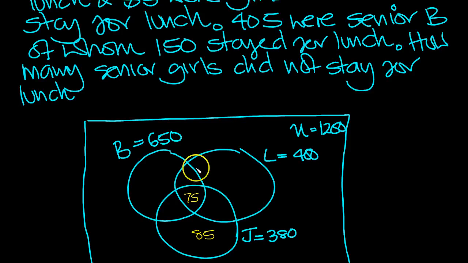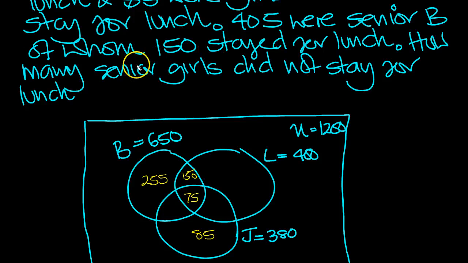405 were senior boys, so they'll be in the boys circle, but they're not juniors, so they'll be in this crescent here. 405 were senior boys, of whom 150 of those 405 stayed for lunch, so 150 goes in here. And this whole crescent shape is 405, boys who are seniors, so they're not juniors, and they're boys. So 150 and 255 gives 405. Tap it in the calculator if you need to. So that's all the information then.